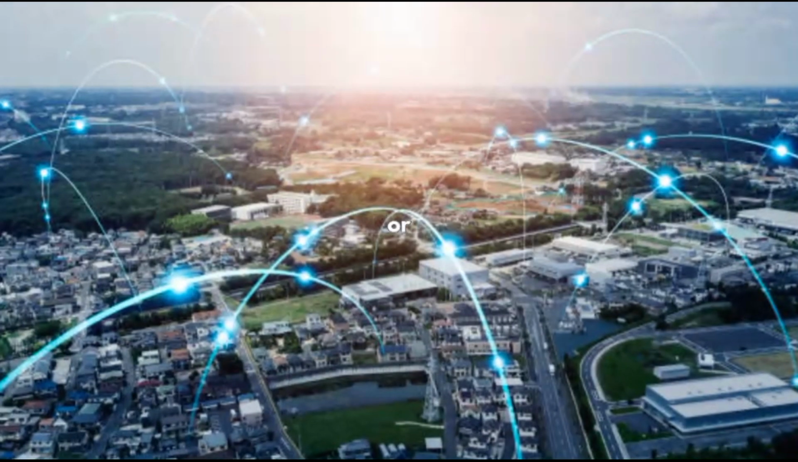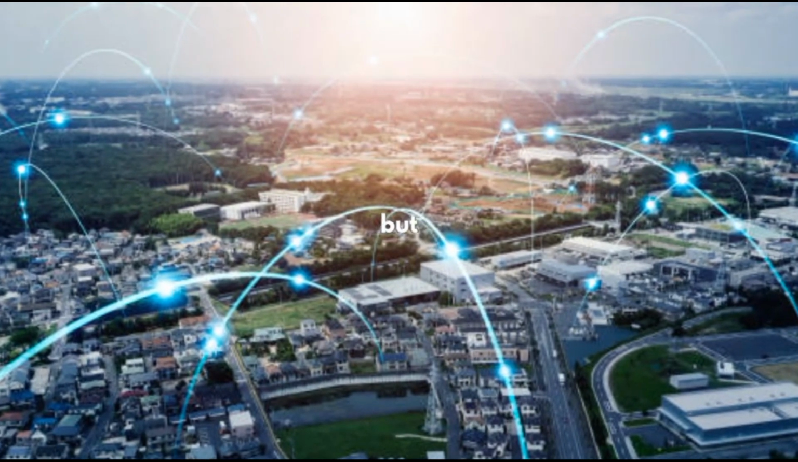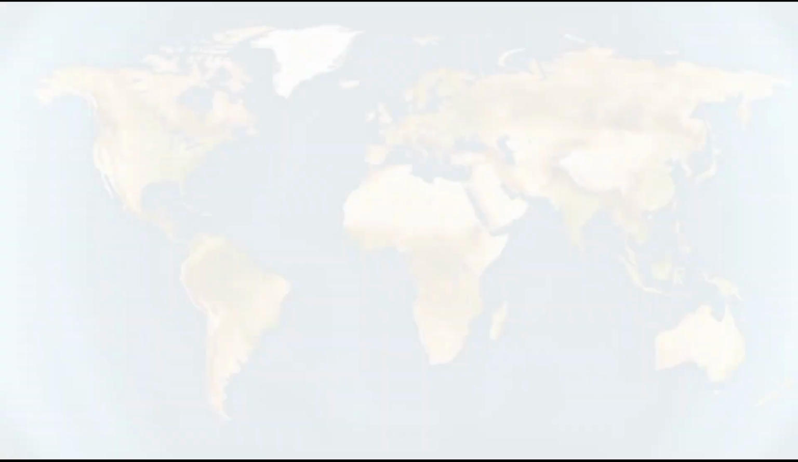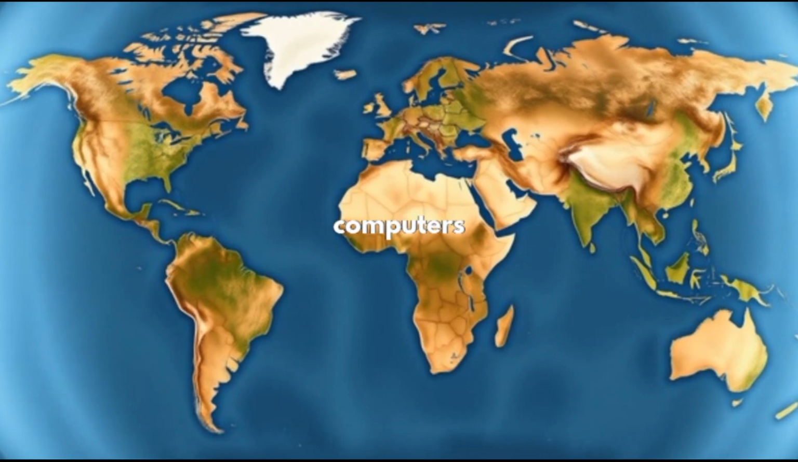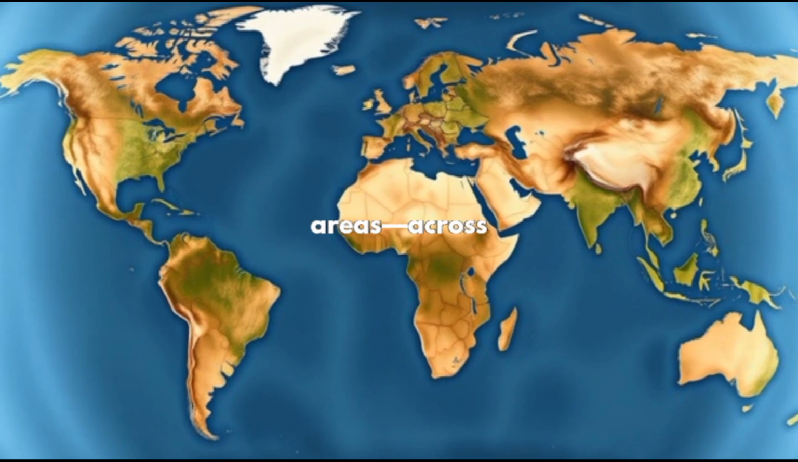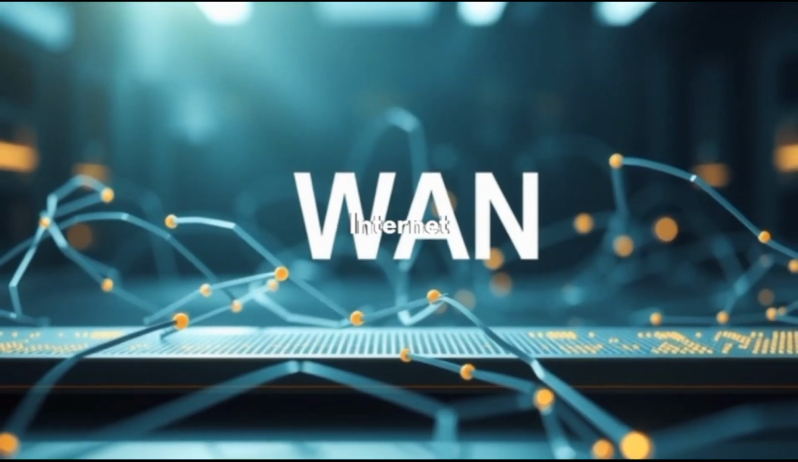A MAN, or Metropolitan Area Network, covers a larger area than a LAN, but smaller than a WAN. It's used to connect users across a city or large campus. WAN stands for Wide Area Network. It connects computers and networks over very large geographical areas, across countries or even continents. The best known WAN? The Internet itself.